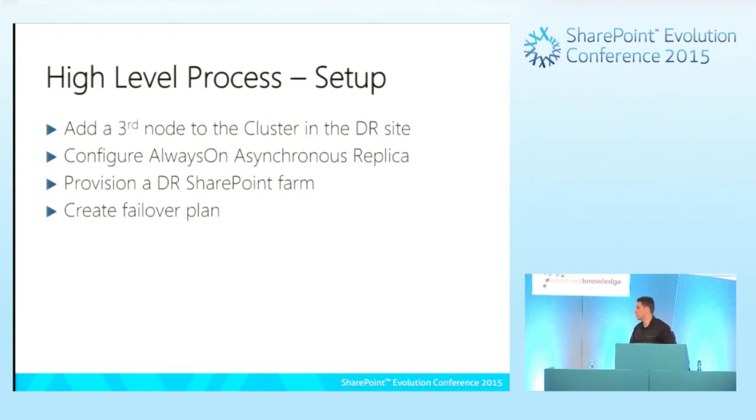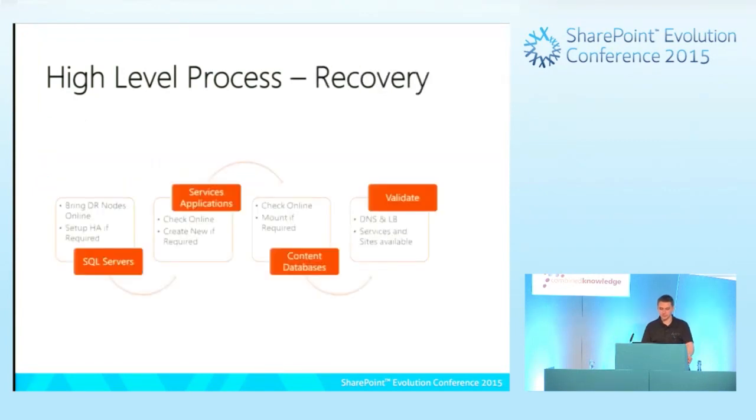So what is a high-level process for configuring disaster recovery? If we take our current configuration and we want to enable it for DR, the high-level steps are as follows. We'd add a third node to the cluster in the DR site, so if this is a SQL cluster that we created, configure an AlwaysOn asynchronous replica, which we actually did when I configured the availability groups. Provision a disaster recovery SharePoint farm, and then create a failover plan. Although, to be honest, you'd probably create the failover plan first.